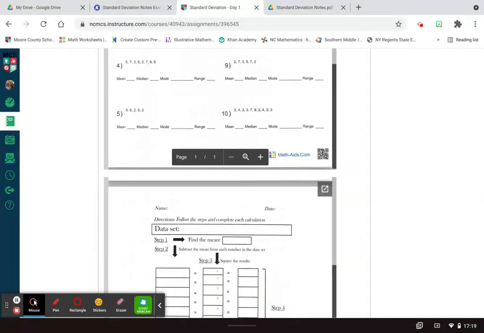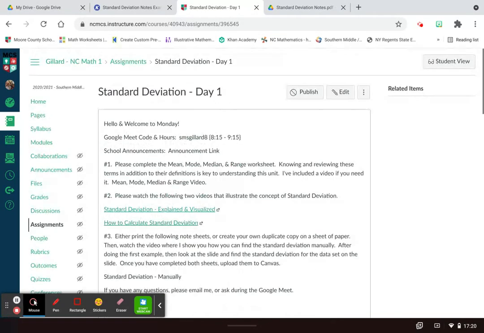And that is all for today. And when you come back tomorrow, we will look at how you can do this same process using your TI-84 calculator.